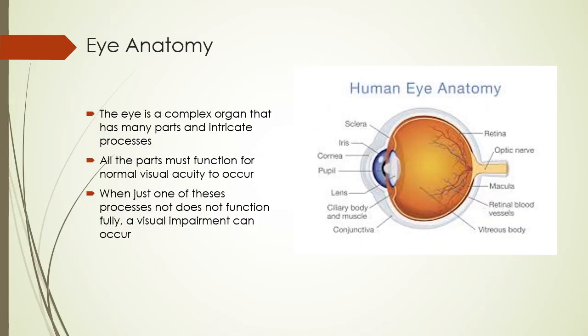The anatomy of the eye. As you can see in the picture, the eye is a complex organ that has many parts and intricate processes. All of these parts must function for normal visual acuity to occur. When just one of these processes does not function fully, a visual impairment can occur.